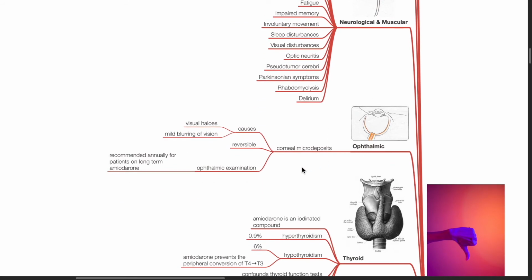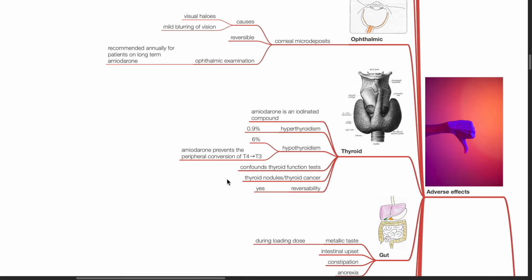Ophthalmic adverse effects include corneal microdeposits, which cause halos and mild blurring of vision. This is usually reversible upon discontinuation of amiodarone. Ophthalmic examination is recommended annually for patients on long-term amiodarone.